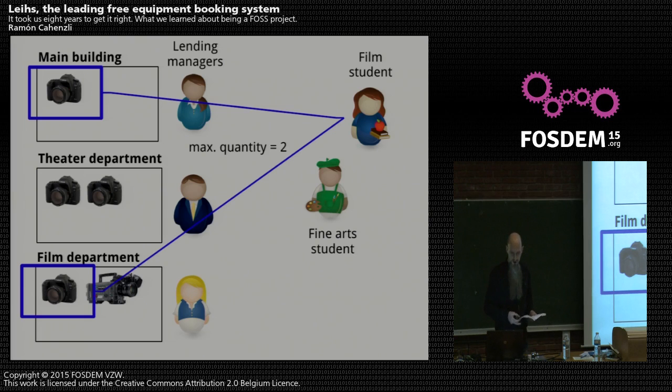The film student, she's more powerful. She has more permissions because she studies film. She can also get that other camera and the expensive film camera next to that. And Leihs takes care of managing all the stupid, boring details about this process. So she can place reservations. The system takes care of the booking.